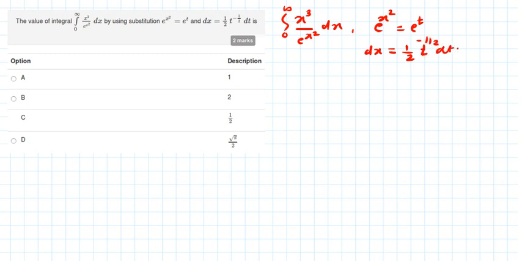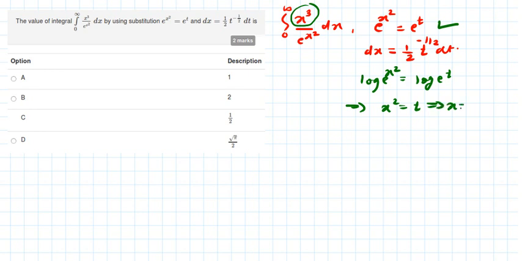Now we will have to substitute this x cube too, so we need to calculate what is the value for x cube. So from this equation, if you take log on both sides, what you will get is log of e raised to x square equal to log of e raised to t. This implies x square equal to t. This implies x is equal to under root t. Therefore if you cube on both sides, this will be x cube is equal to root t cube, and this is nothing but t raised to 3 by 2. So we got the value for x cube also.